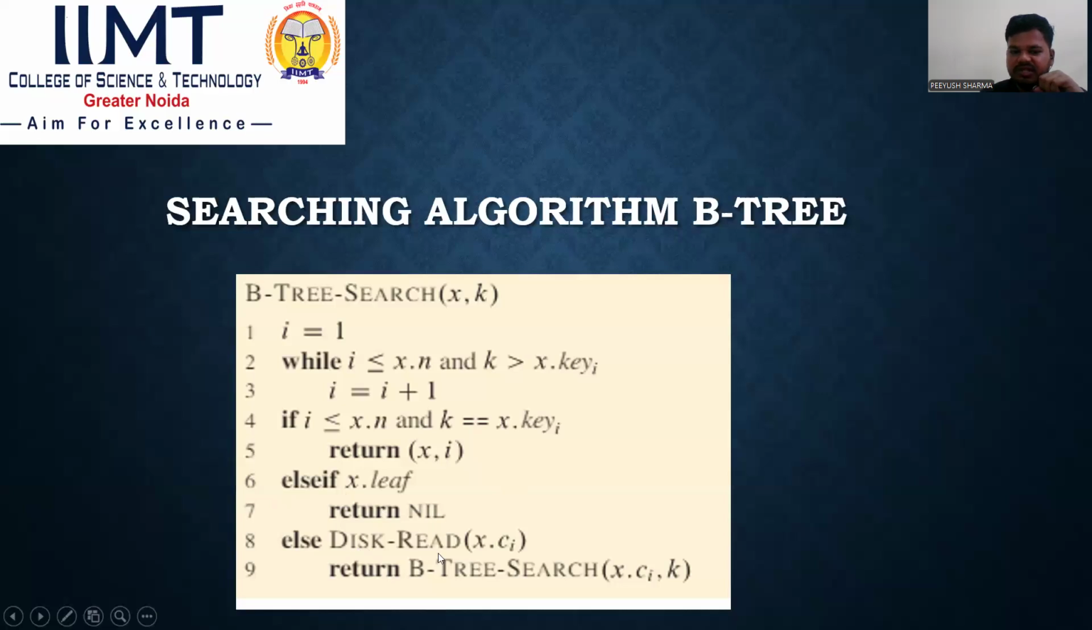Else, what will we do? We read x.c_i and return B-Tree-Search(x.c_i, k). This is a recursive call. Again and again this will be called, right?